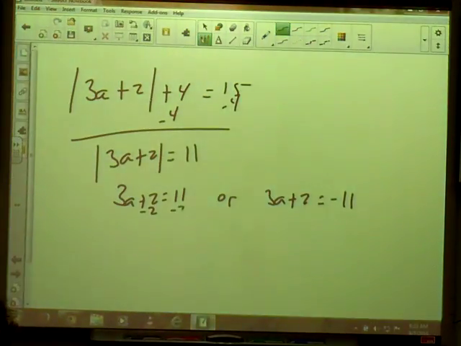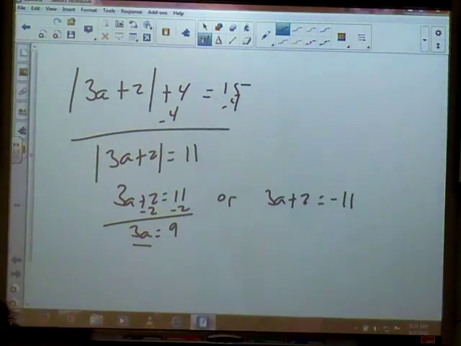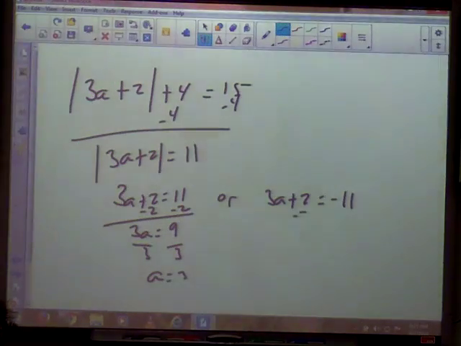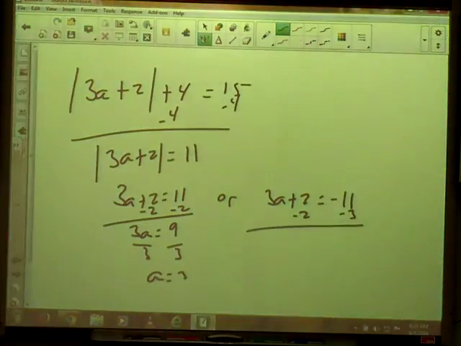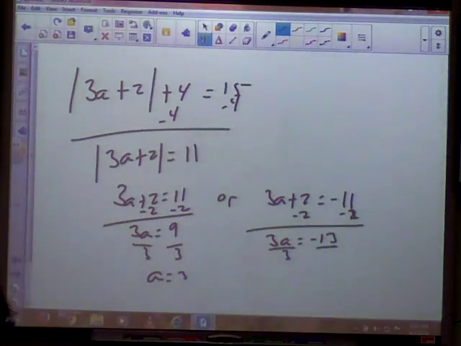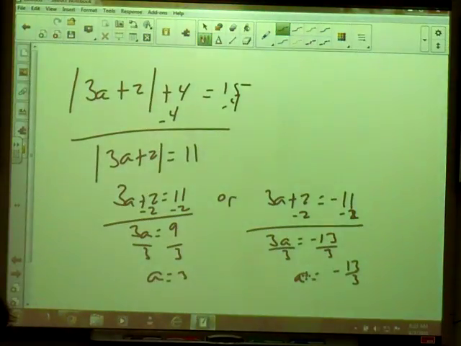This side we would subtract 2. 3a is 9, which means a is 3. Same thing over here. Subtract your 2. 3a is negative 13, which means a, I'm just going to leave that as negative 13 thirds.